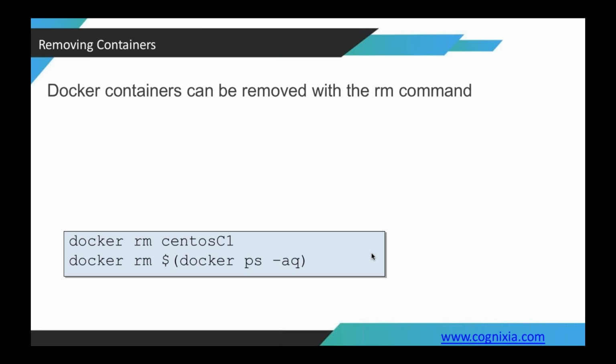If you want to remove a container, you can issue the docker rm command that we already discussed. And if you don't know the name and you want to refer to the container name or container id dynamically, then you can run this: $(docker ps -aq).